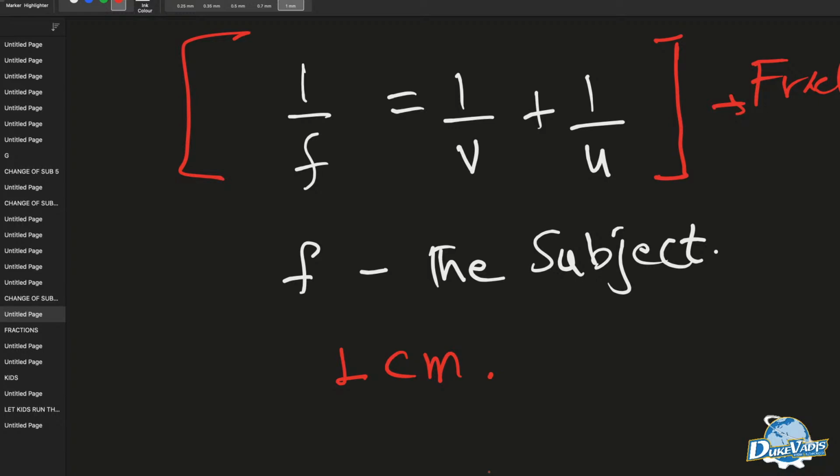Now, if I look at the left hand side, you see that this is the left hand side and this is the right hand side of the equation. Given our equation, we want to make f the subject of the equation. So our equation is 1 over f is equal to 1 over u plus 1 over v, which is the same.